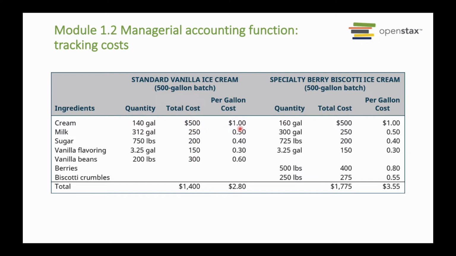Okay, that will then give us the cost of that ingredient per gallon of production. And if you sum up the individual costs for each ingredient, you'll arrive at the total cost per gallon for 500 gallons. And in this case here, we can see producing this ice cream cost us R2.80 per gallon. And we can then compare that with the berry flavored ice cream, which cost R3.55 per gallon.